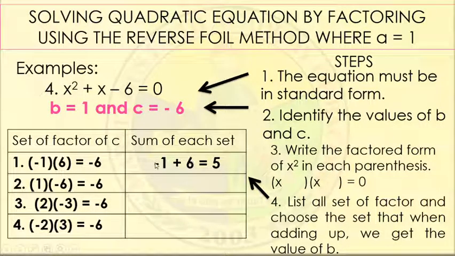Okay, gaya dito, negative 1 plus 6. So, subtract mo 6 minus 1, the answer is 5. Ngayon, ano yung sign ng mataas na number natin? Si 6 ay positive, kaya magiging positive 5 yung sagot natin. Okay? Next, 1 plus negative 6 equals to negative 5.